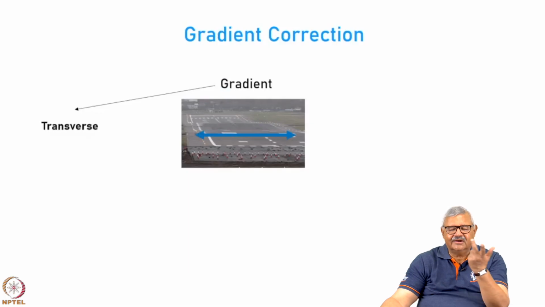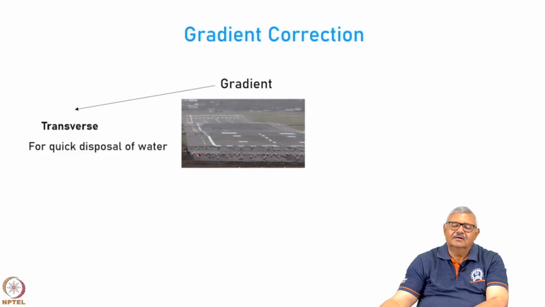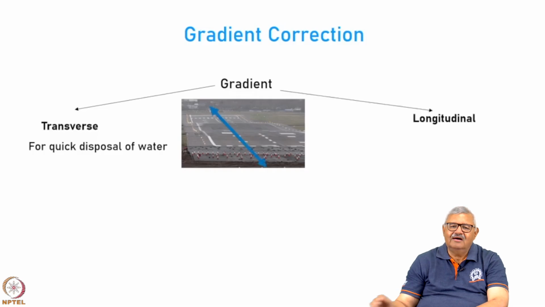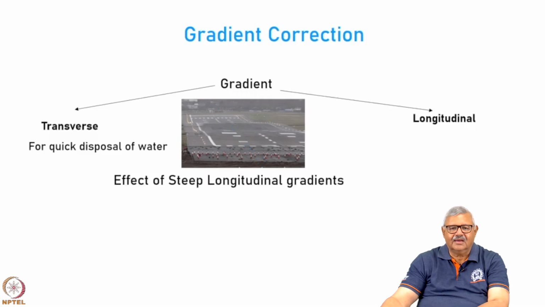What is that? Now, gradient is also of two types. There is a transverse gradient. This is provided so that the water can be removed during monsoon or during collection. So, there is some slope at both the ends. You also have longitudinal gradient, which, as you can see in this picture, is there simply because of site considerations. Okay. Now, we will not worry about transverse gradient right now. We will talk about longitudinal gradient only.